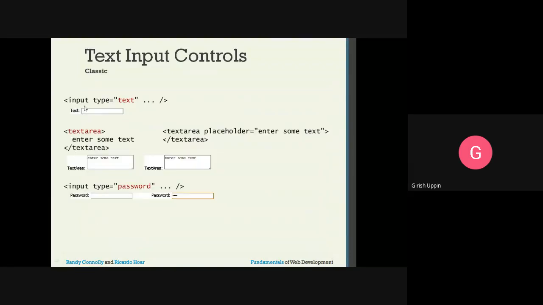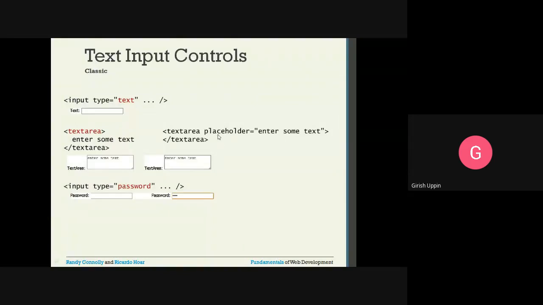This is the first example. Input type is equal to text. This is how you are going to get the textarea. You can have it in two ways. Opening textarea inside angle bracket, then you have the content, then closing textarea with a forward slash. It will create this particular control. Whatever is in the content area will be shown as the initial text. You can use it like this or you can use it like this.